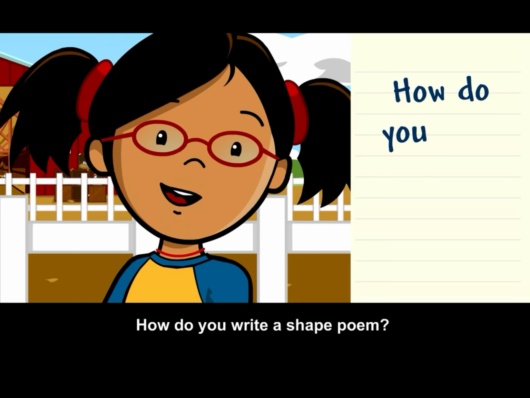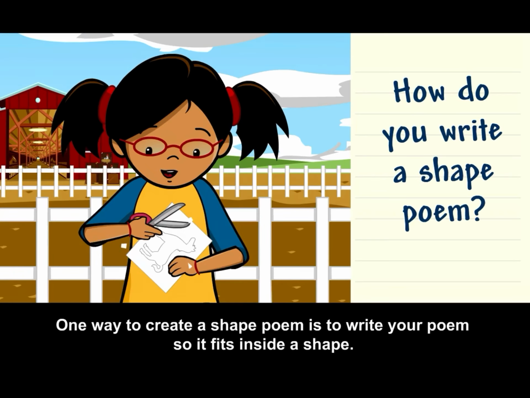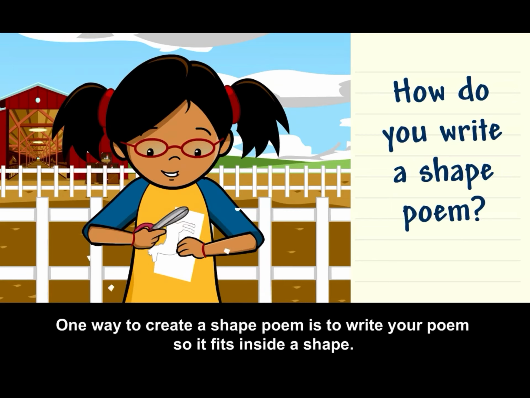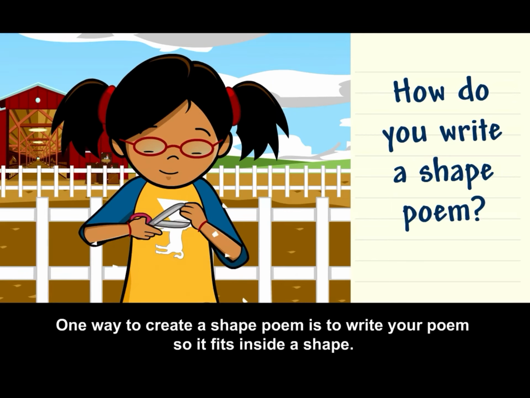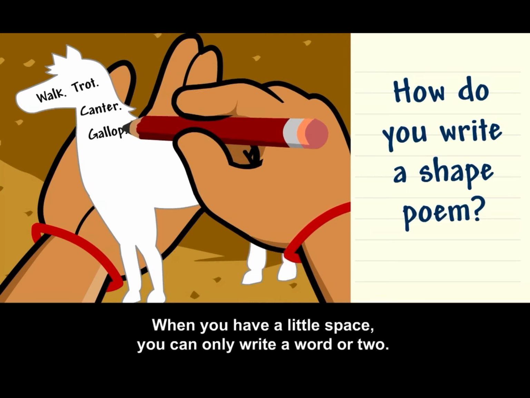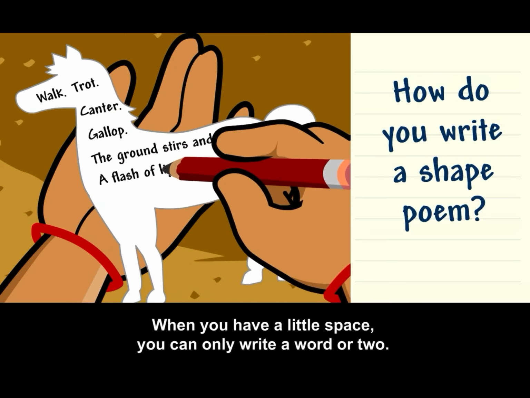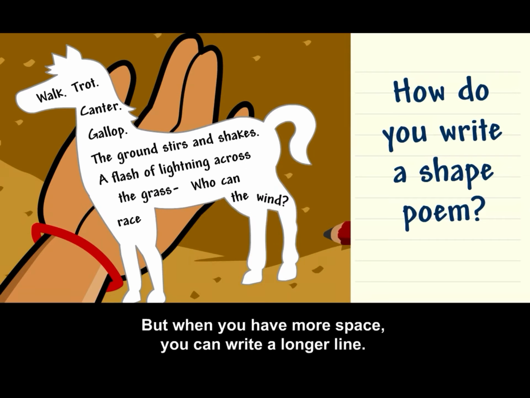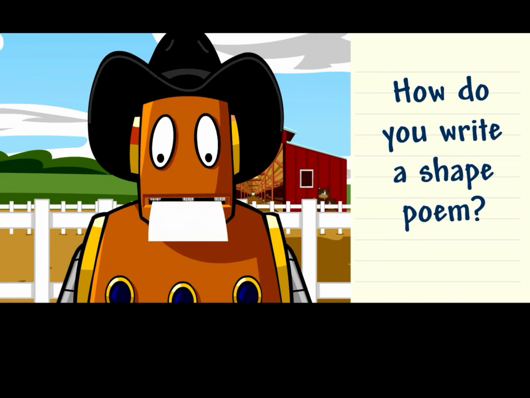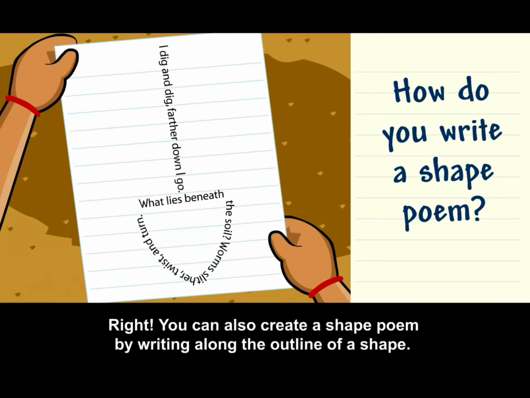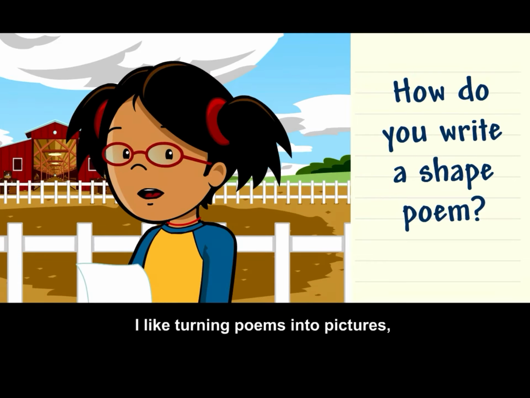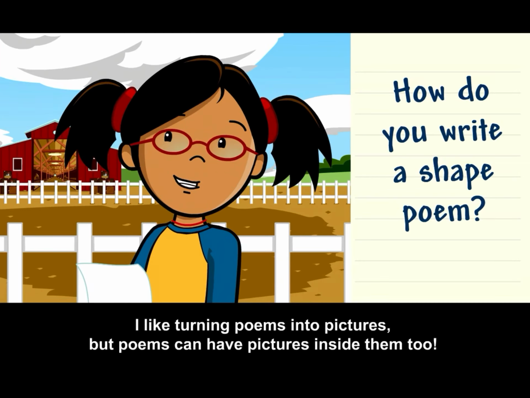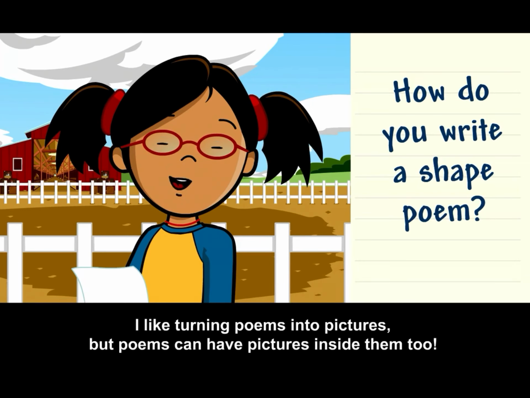How do you write a shape poem? One way to create a shape poem is to write your poem so it fits inside a shape. When you have a little space, you can only write a word or two. But when you have more space, you can write a longer line. Right. You can also create a shape poem by writing along the outline of a shape. I like turning poems into pictures, but poems can have pictures inside them too.